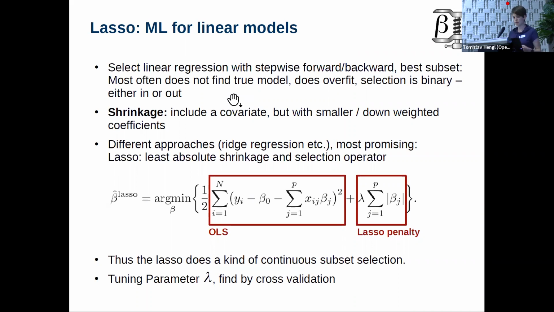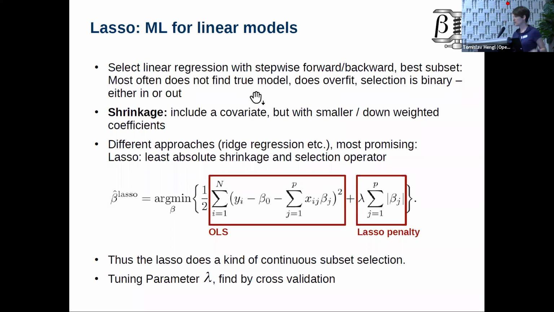The Lasso is basically at the basis of linear regression. And maybe you are aware that in linear regression in R there is this step function where you can do stepwise forward and stepwise backward model selection. This means you take in a covariate or you leave it out, but it's either in or out, and the coefficient is fully fitted. That is, it's a binary decision whether you use a covariate or not.